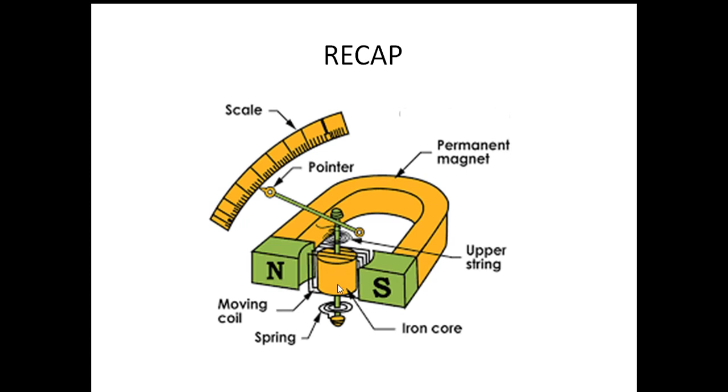Inside that we have an iron core in the form of a cylindrical structure, and these are the spiral springs. This is the upper spring, this is the bottom spiral spring, and this is the spindle. The pointer is attached to it. Whenever the coil is deflected, the core and spindle move, and the pointer deflects on the scale.